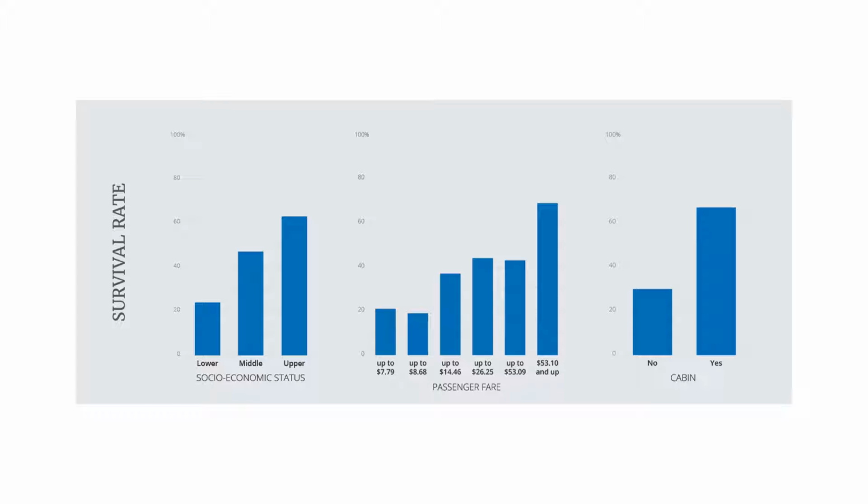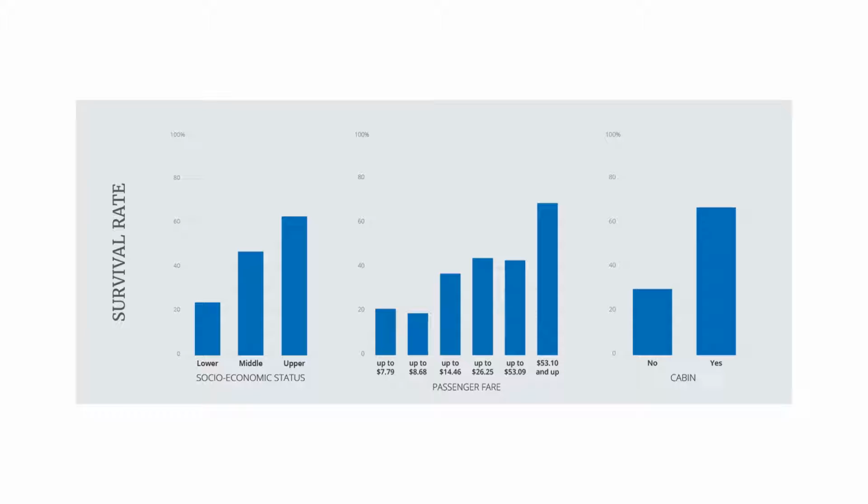Next, I wanted to see how the survival rate could have changed based on certain wealth factors, including socioeconomic status and the amount of money the passenger spent on their fare, and also whether or not the passenger had a cabin, which just means an upgraded room that only few people can afford. So let's start by looking at the survival rate when we factor in socioeconomic status.